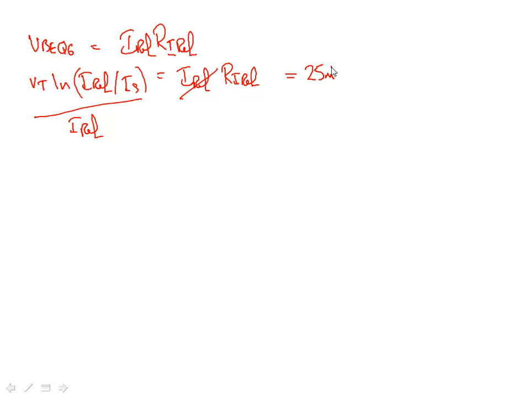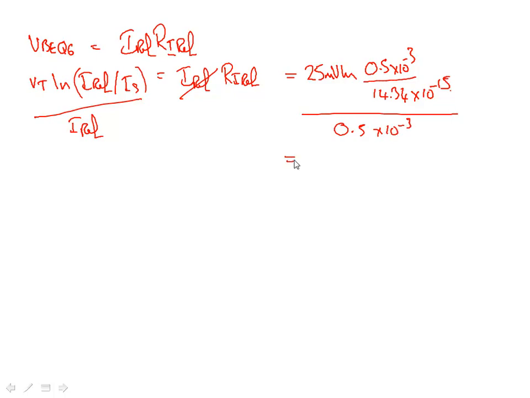VT 25 millivolts, natural log I ref 0.5 times 10 to the minus 3 divided by 14.34 times 10 to the minus 15, all divided by 0.5 times 10 to the minus 3, should give me the value of R I ref. Okay, quick maths, I think that's 1213 ohms. So we've now calculated our reference value. We might want to do some optimization on that value, but we'll do that in a moment.